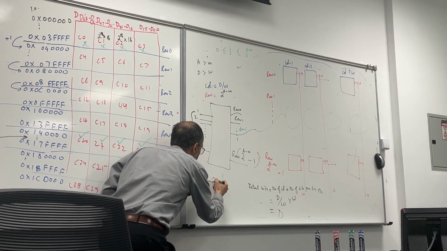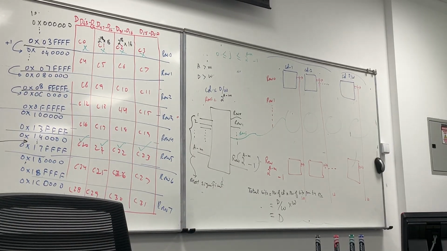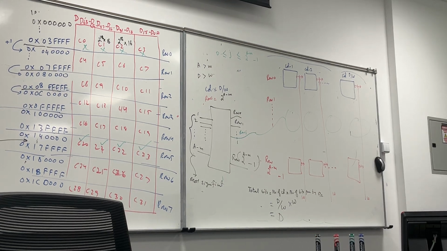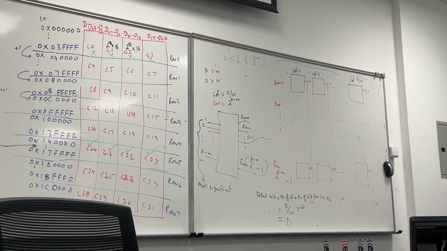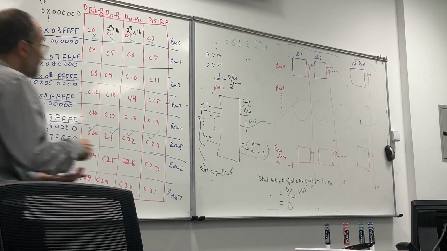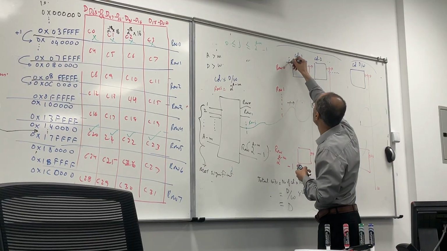The most significant bits from the microprocessor side will be connected to the input of the decoder, and the remaining least significant bits will be connected where? To the address lines. So can you see here, these are the least significant bits. The least significant bits will be connected to M.